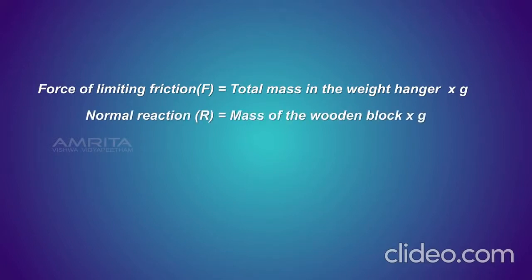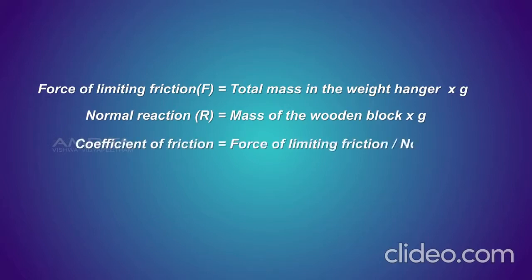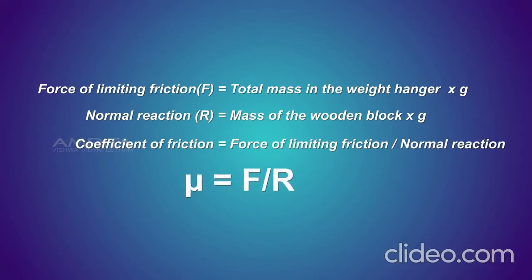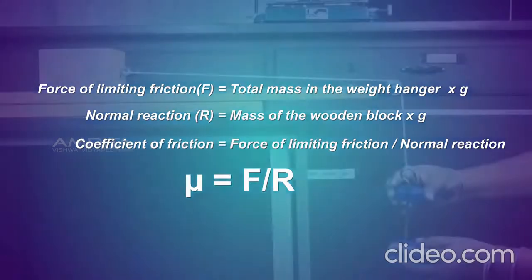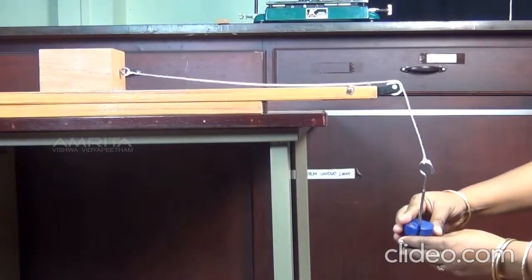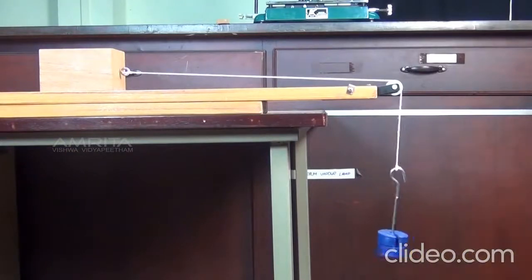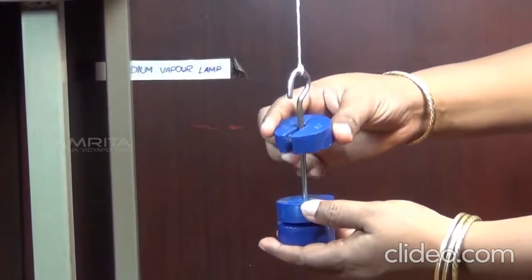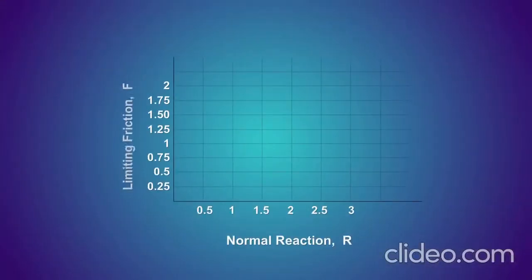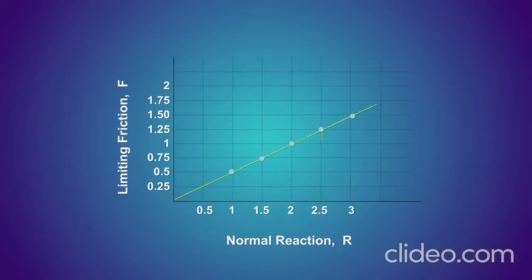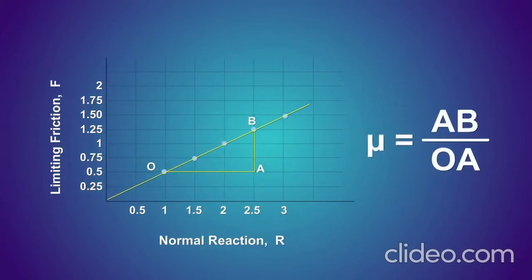The normal reaction R is given by the mass M of the wooden block multiplied by acceleration due to gravity g. The coefficient of static friction is then calculated by the equation mu is equal to F divided by R. Repeat the experiment with different masses on the block, and in each case, mu is calculated and it is found to be a constant for the given pair of surfaces. A graph is drawn with normal reaction R along the x-axis and limiting friction F along the y-axis. The graph is a straight line. The coefficient of friction is also calculated by measuring the slope of the graph. Mu is equal to AB by OA.